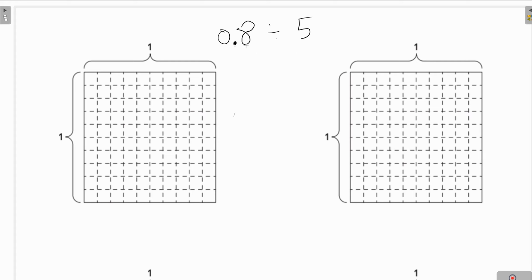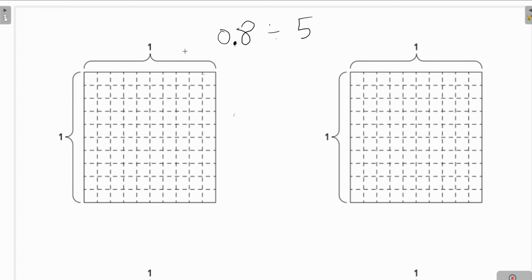So the first step is to shade in the 8/10. So let's go ahead and shade it in. We have 10 this way, 10 this way. So this grid here represents one whole. Remember that each little square here represents 1/100th, and each long strip represents 1/10. So keep that in mind as we do this.